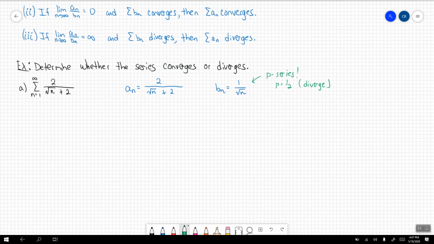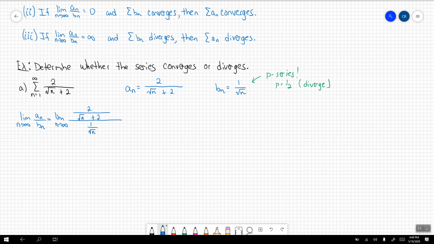Now what I'm going to go do is I'm going to start with this limit comparison. I'm going to take the limit as n goes towards infinity, and I'm going to take this a sub n divided by my b sub n. So let's look at what that looks like now. A sub n is this function 2 divided by the square root of n plus 2. And then all of that's going to be divided by 1 divided by the square root of n.